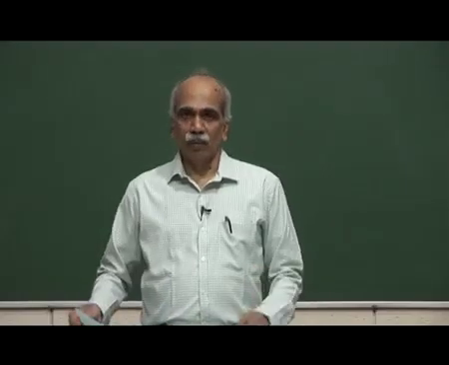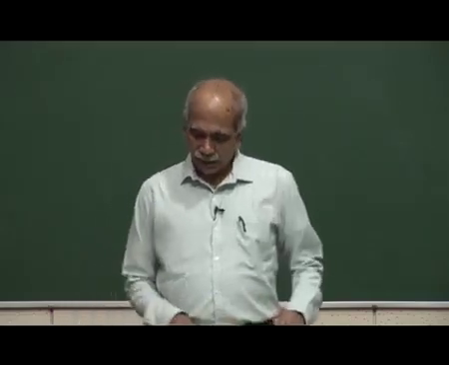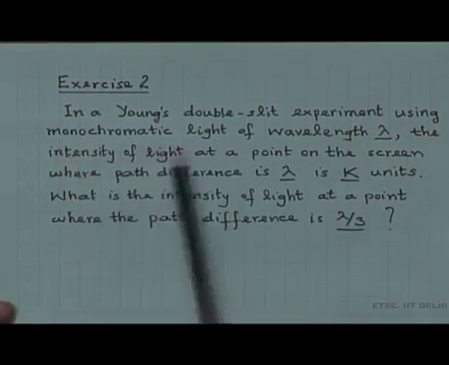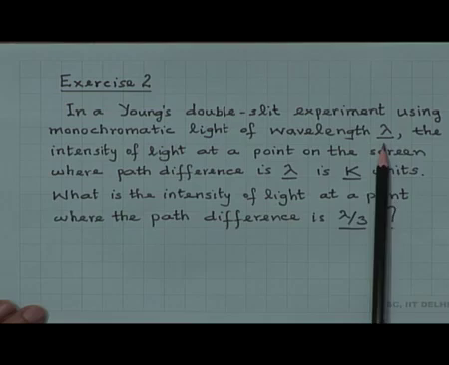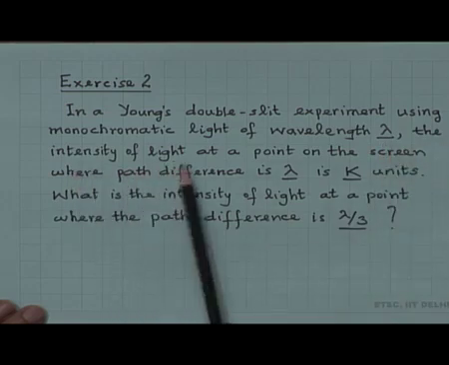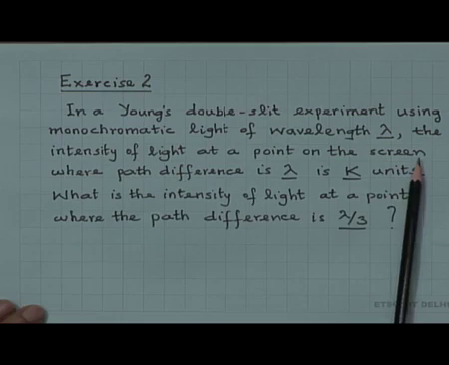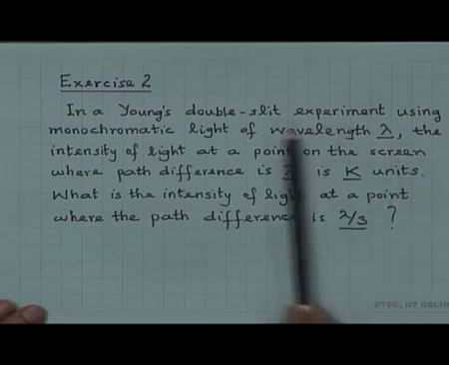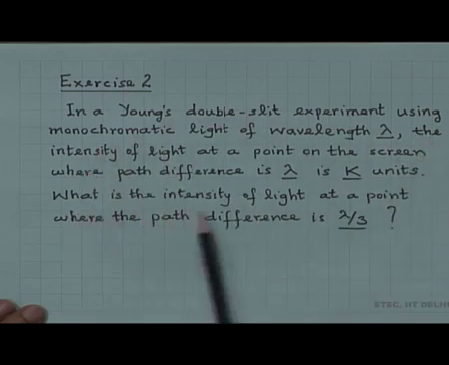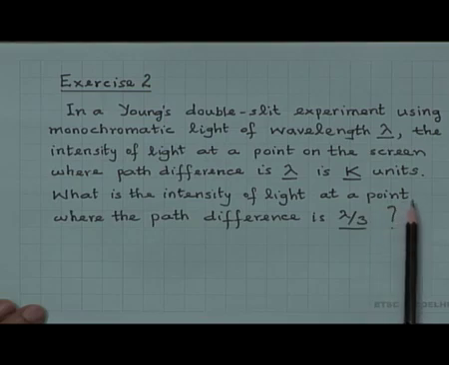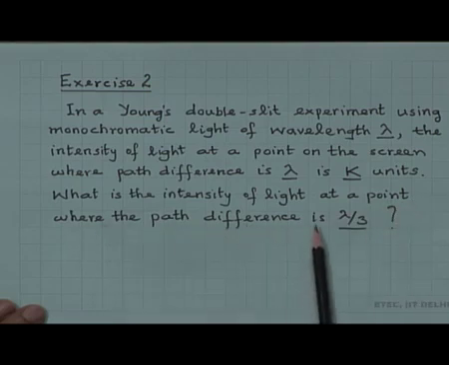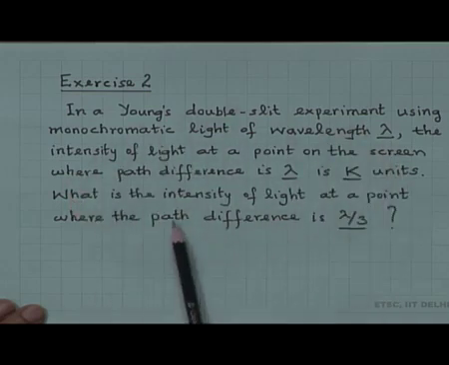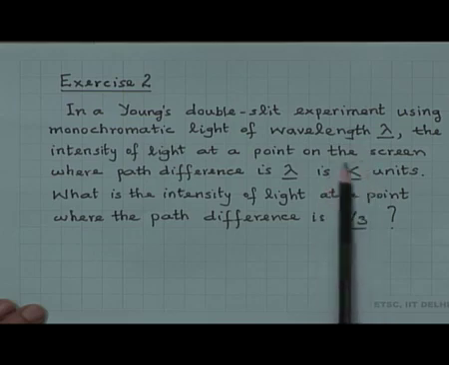Let us now take another, different problem. In a Young's double slit experiment using monochromatic light of wavelength lambda, the intensity of light at a point on the screen where the path difference is lambda is k units. This is given. What is the intensity of light at a point where the path difference is lambda by 3? Obviously, there are no numbers involved, therefore the intensity should be expressed in units of k.